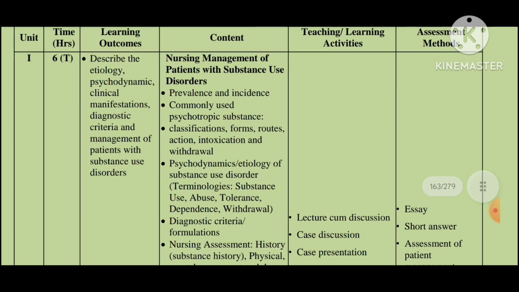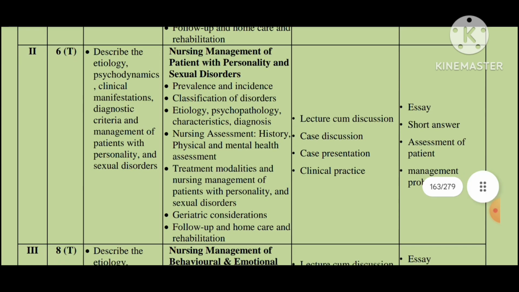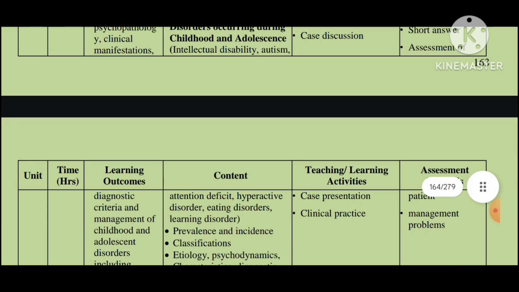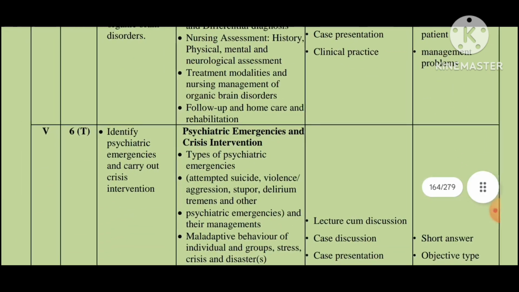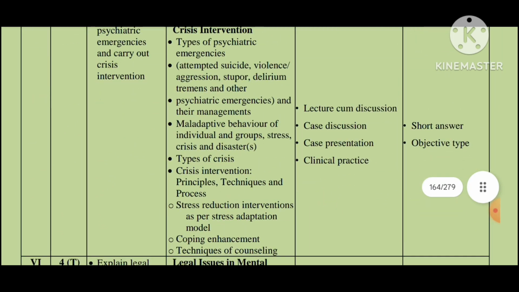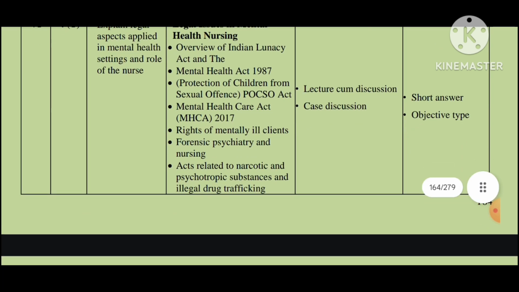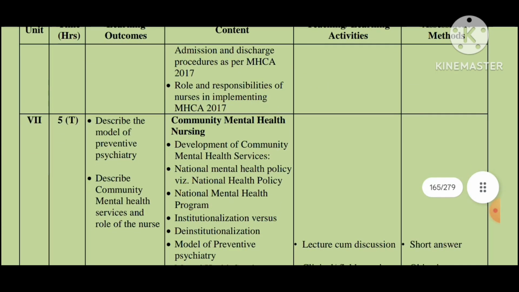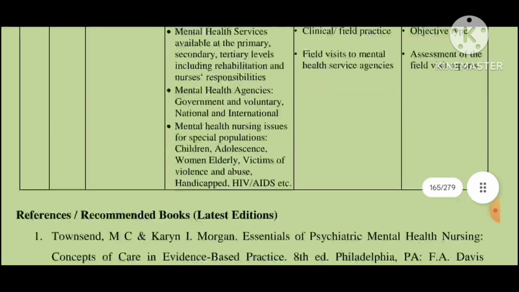Unit 1, nursing management of patients with substance use disorders. Second unit is nursing management of patients with personality and sexual disorders. Then the nursing management of behavioral and emotional disorders occurring during childhood and adolescence. The next unit, a 5 hours unit, is nursing management of organic brain disorders, and chapter 5 is psychiatric emergencies and crisis intervention. Then legal issues in mental health nursing, overview of the Indian Lunacy Act, Mental Health Act. Okay, and then community health nursing is to describe the model of preventive psychiatry.